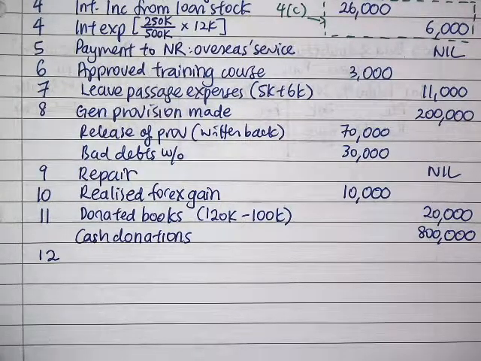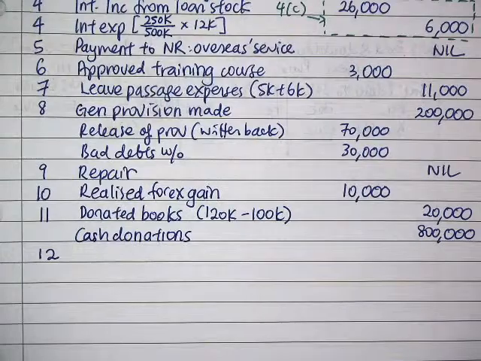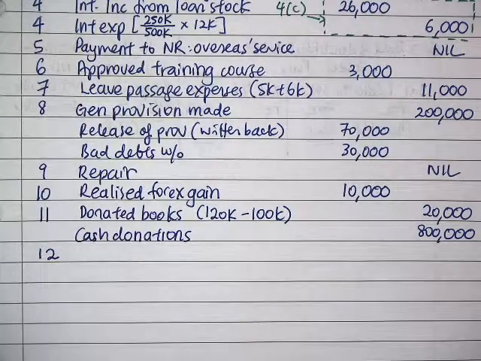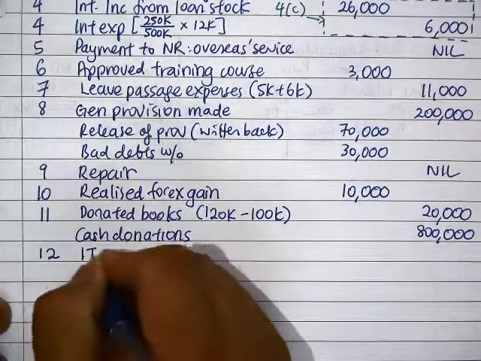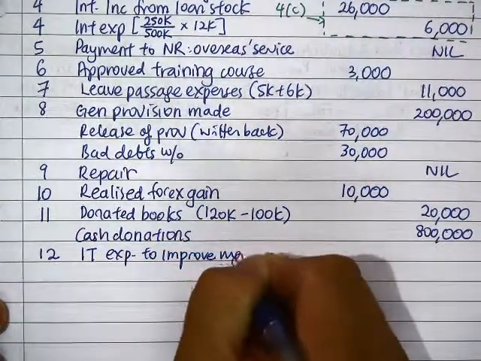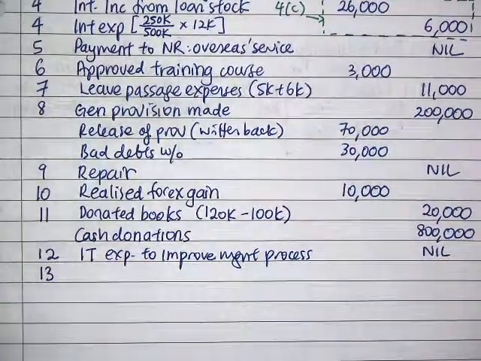Now information technology expenses related to improvement of management processes. This is a very old deduction. There's nothing special over here. The law allows a deduction for this kind of IT expenses. So the P&L shows the amount is note 12, 5,000. Okay, note 12, 5,000. So the IT expenses to improve management process, nil. Okay, note 13.